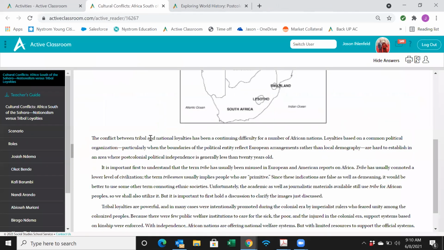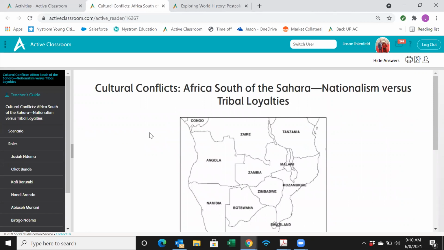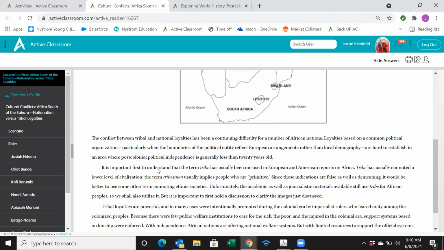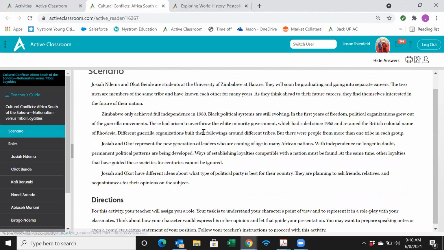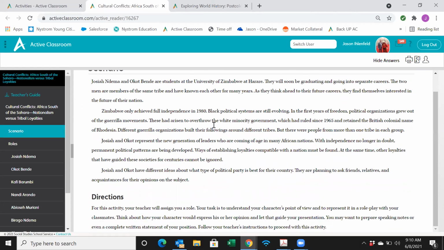But the way this is framed and set up, there's a short little background information on understanding post-colonial Africa here. And then we have our scenarios. So we look at the background information, and then there's a scenario so the kids understand what they're going to do as they play a role in this simulation here.